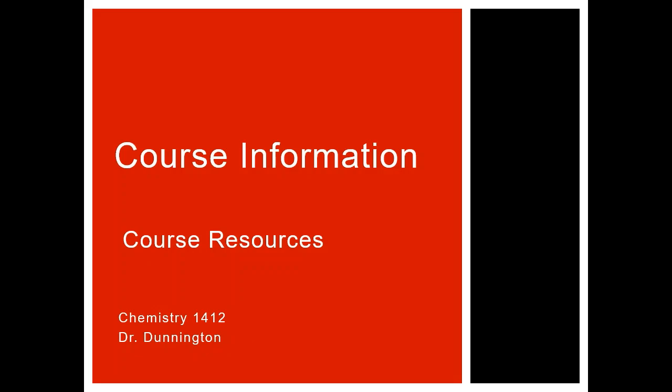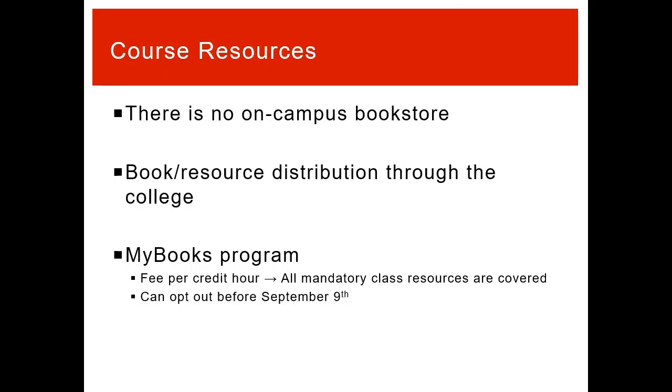All right, now that we know how to navigate the course, I want to talk a little bit about some of the course resources that are available. So all of the book and resource distribution is done through the college, through the MyBooks program. You pay a fee per credit hour, and then all of your mandatory class resources are covered. By default, you are opted into this, and you need to opt out by September 9th if you want to pay for anything you need on your own and not pay a standard fee.